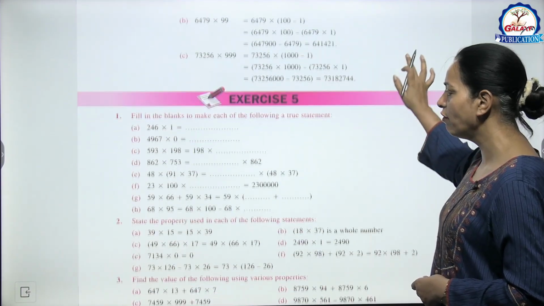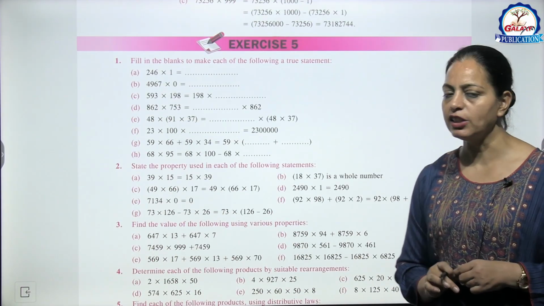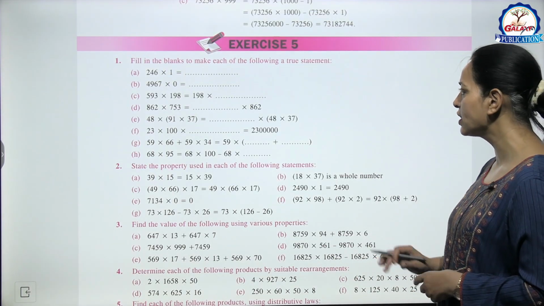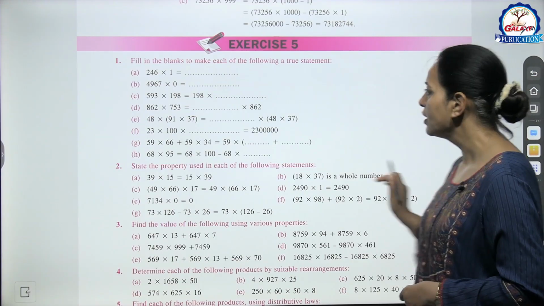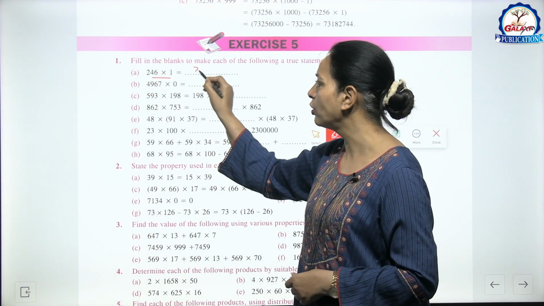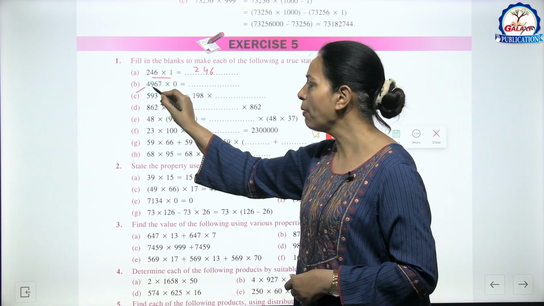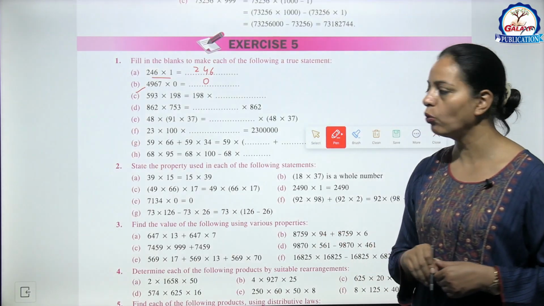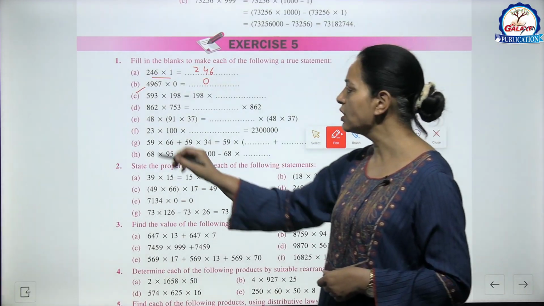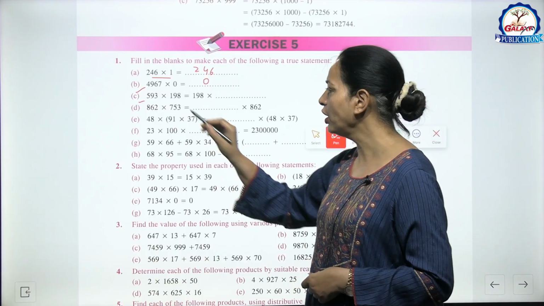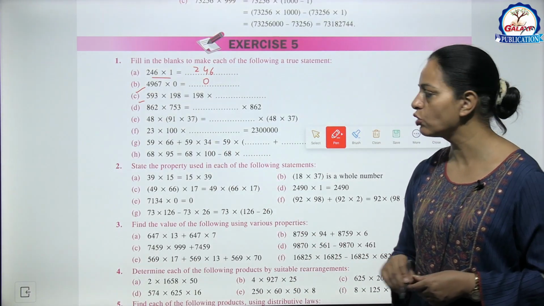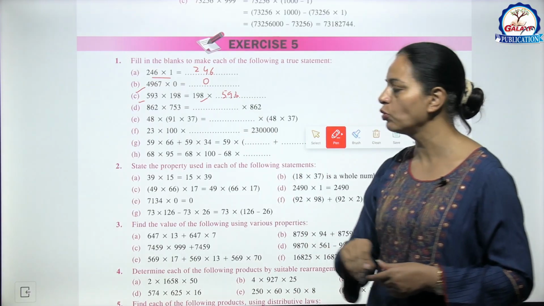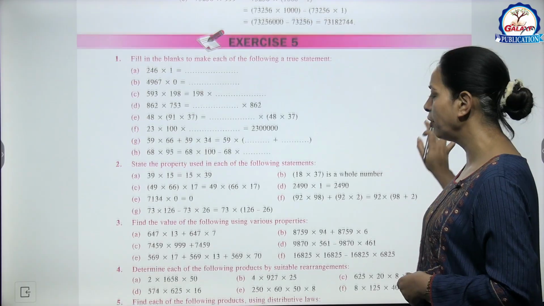Now exercise 5, based on such type of examples. See question number 1. Fill in the blanks to make each of the following a true statement. Like A part, 246 into 1 equals 246. B part, this number into 0. If we multiply any number by 0, what will it become? 0. Now C part, 593 into 198 equals 198 into 593, commutative. Similarly you can try the remaining parts.